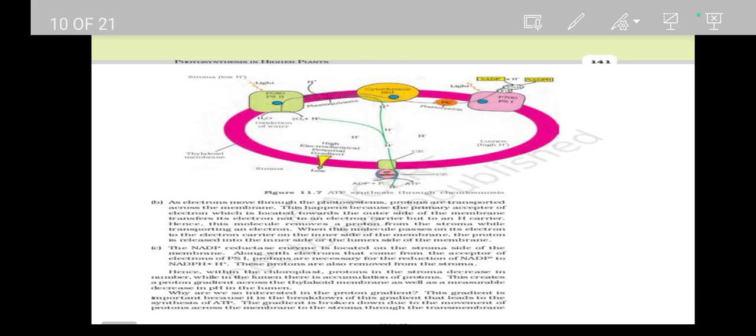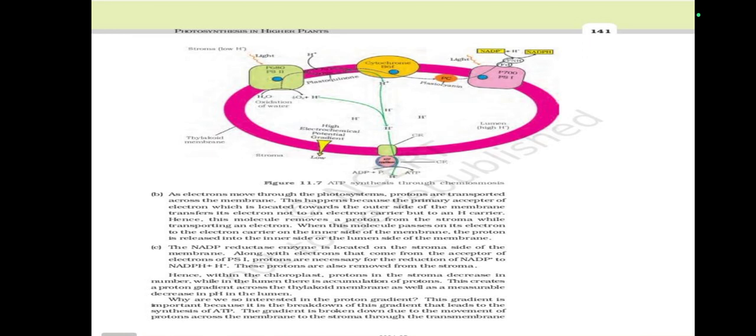As electrons move through the photosystems, protons are transported across the membrane. This happens because the primary acceptor of electron, which is located towards the outer side of the membrane, transfers its electron not to an electron carrier but to an H carrier. Hence, this molecule removes a proton from the stroma while transporting an electron. When this molecule now passes on its electron to the electron carrier on the inner side of the membrane, the proton is released into the inner side, or the lumen side, of the membrane.